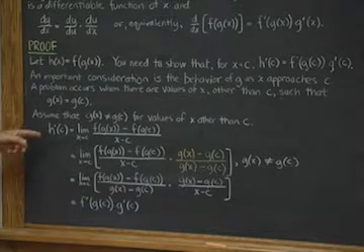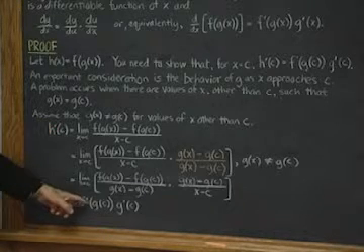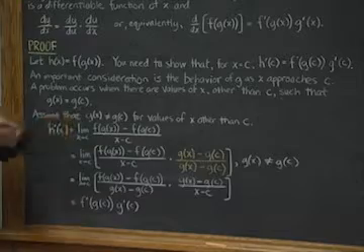And hence we've shown that the derivative of h of c is f prime of g of c times g prime of c.